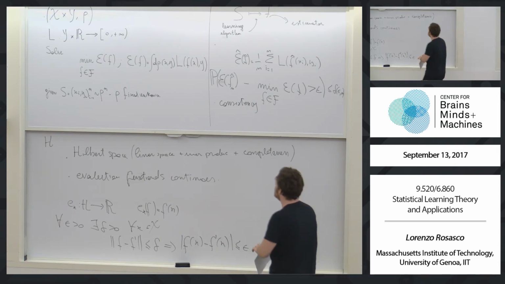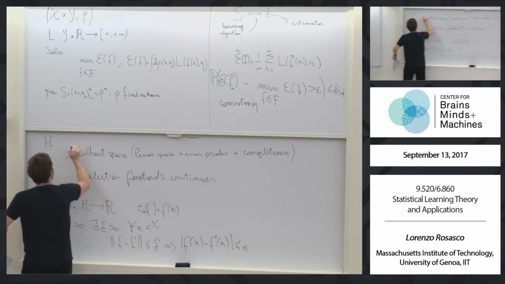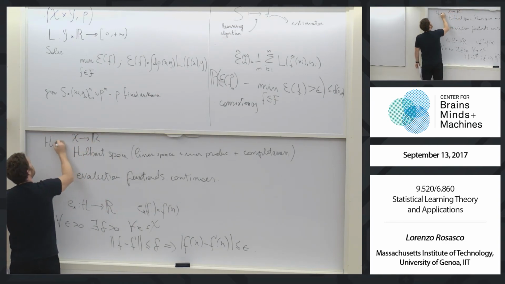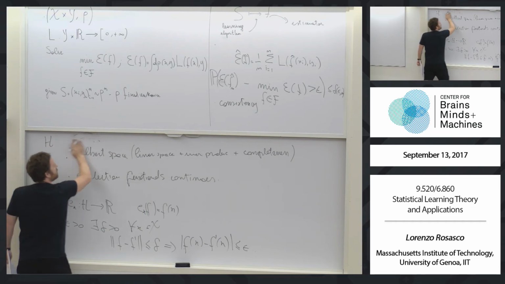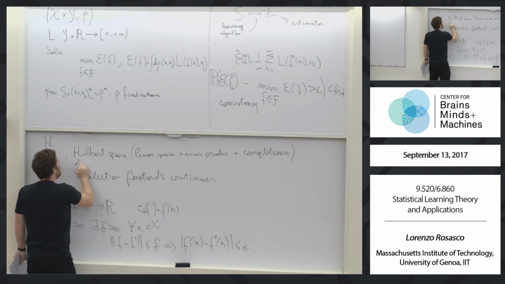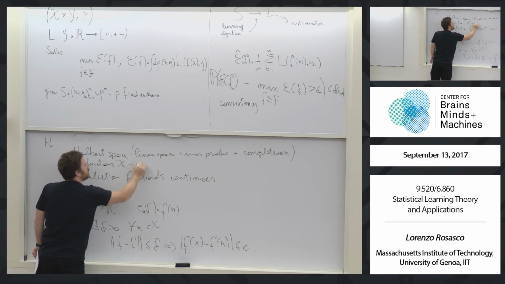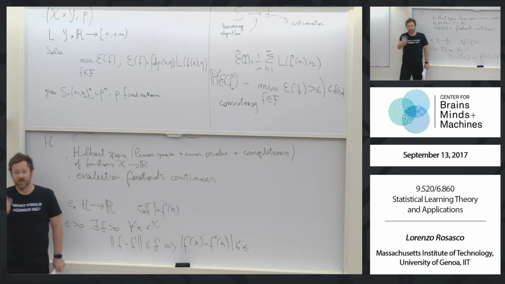H is a Hilbert space of functions from X to R. Okay. So, a Hilbert space of functions from X to R.